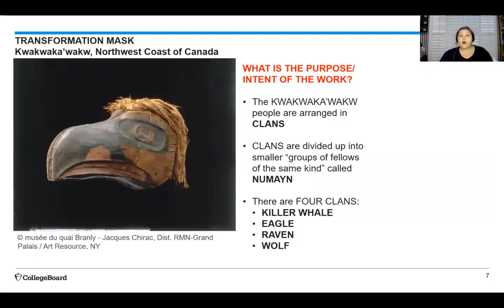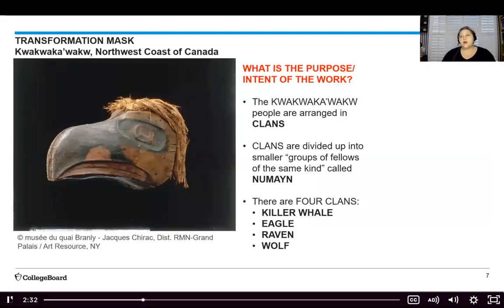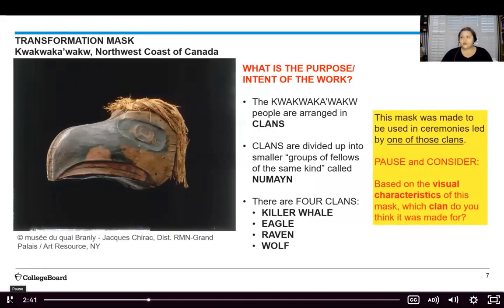So the Kwakwaka'wakw are divided into clans. These clans are also divided into subgroups called Numayma. All right, I would write this information down for context. And their clans are associated with animals: killer whale, eagle, raven, and wolf. Those are their four major clans. So this mask was made to be used in ceremonies led by one of these clans. And I want you to pause and consider, based on the visual characteristics of this mask, what clan do you think this was made for?